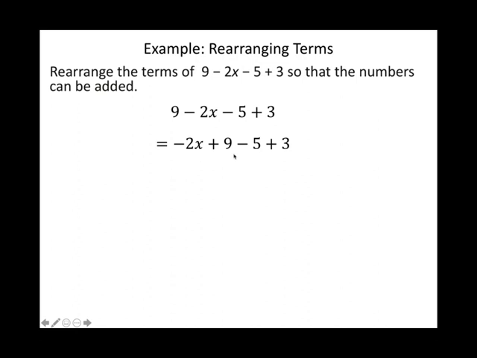Now, I could combine the terms in here. All of them here will be the constant. So I could do 9 minus 5, which is going to be 4. 4 plus 3, that will be equal to 7.